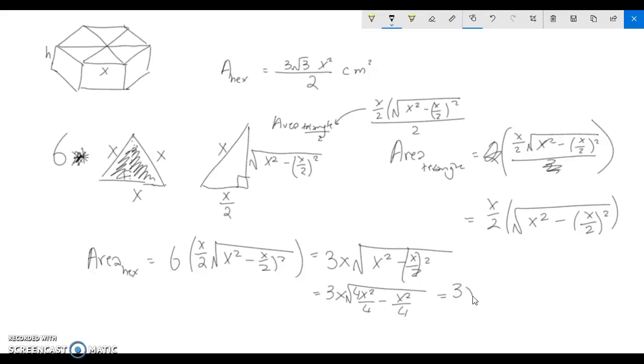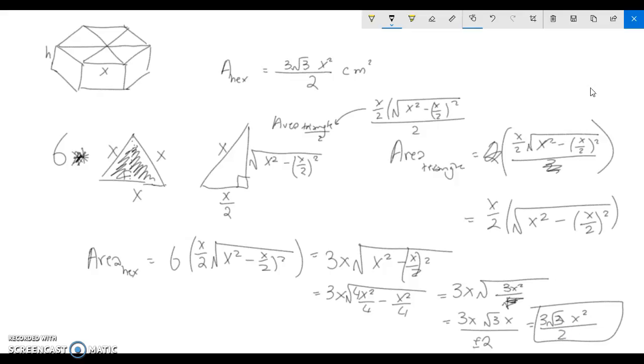Which equals 3x root of 3x squared over 4, which equals 3x times the root of 3 times the root of x squared, which is x, over the root of 4, which is 2. That equals x times x equals x squared, so 3 root 3 x squared over 2. Notice that when I do the root of 4, it's not plus minus 2, because if it's a negative 2, then our area will be a negative area, which does not exist. So our answer is 3 root 3 x squared over 2. That's our area for the hexagon.